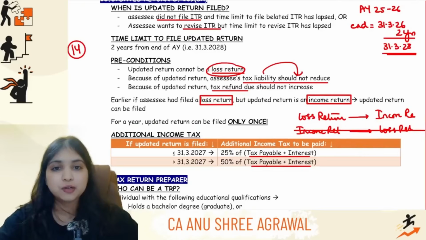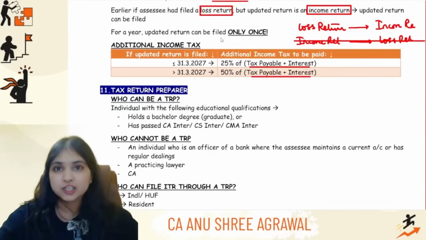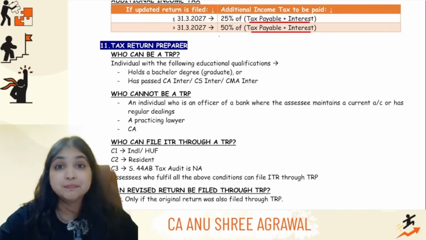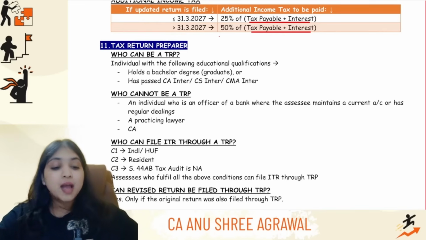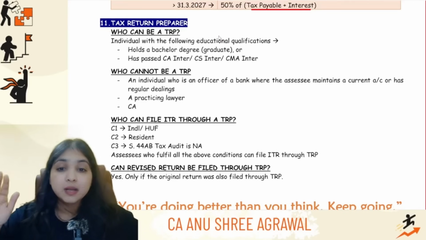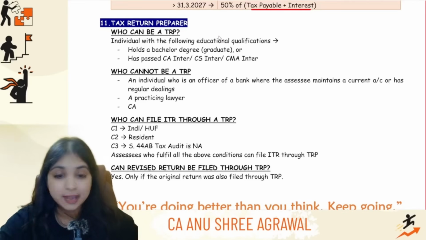Okay, so this was about updated return. Two extremely important things over here: the time limit and the additional income tax. Remember, additional income tax is a percentage of what? Tax payable plus interest. And then coming to one last concept, guys, tax return preparer. Extremely important, listen to me carefully. Totally 4 points you have to understand over here.